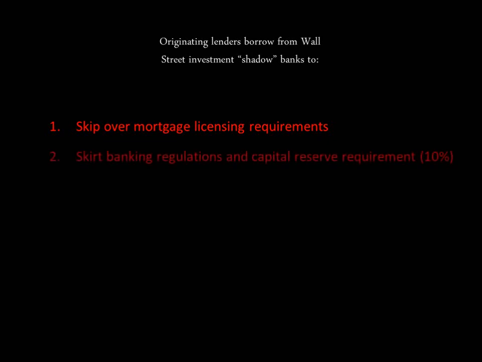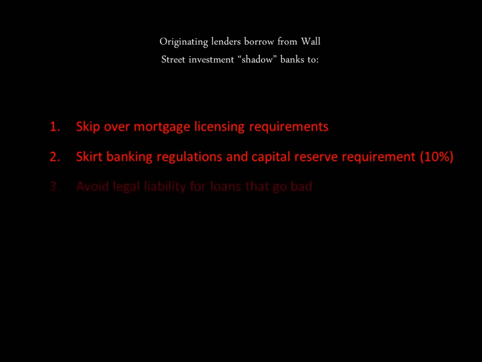Table funding is simply the process of Wall Street investment banks getting into the mortgage game by using an already established and licensed originating lender to skip over mortgage licensing requirements, skirt banking regulations and capital reserve requirements. Most banks are required to keep a liquid monetary reserve of about 10% of the total loans they make. By making loans using other people's money and then selling them, this requirement can be completely averted and an unlimited amount of loans can be made.